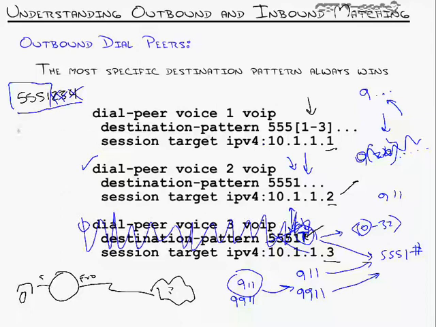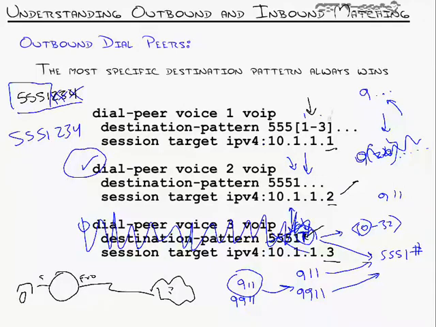Now somebody dials 555-1234. Now which one does it match? Again, we match this one, and we match this one, 555-1 through 3, because 1, 2, 3, 4 matches that. Which one does it route to? In that case, this one ends up winning because it is the more specific match. It's like a routing table. The routing table on a router always picks the most specific match as where it's going to route to.